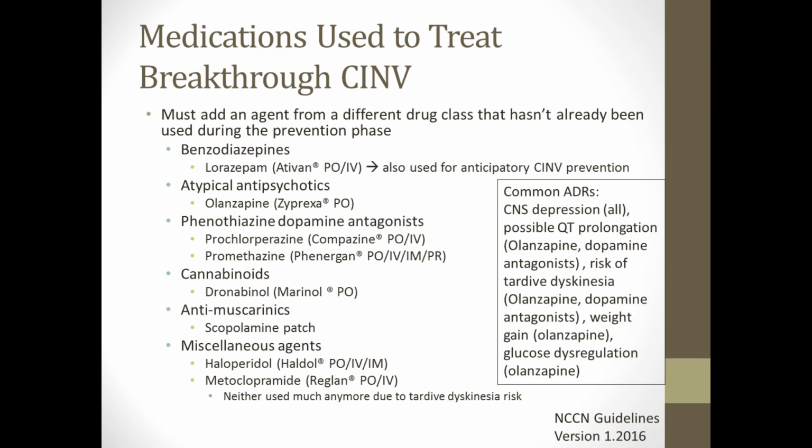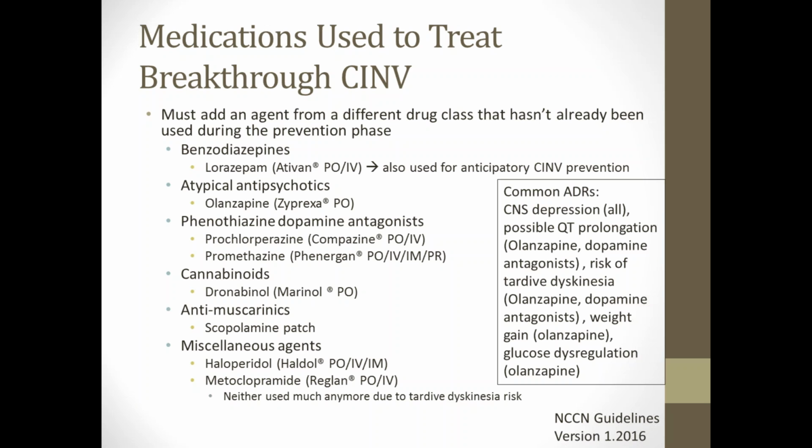And there are various drug classes listed here. Benzodiazepines, the common example is lorazepam or Ativan, that's available IV, PO, or even IM. This is also used for anticipatory chemotherapy-induced nausea and vomiting prevention. If you remember earlier, anticipatory nausea and vomiting is when a patient knows they're coming for chemotherapy and just the feeling of being in the clinic or seeing IV bags or getting stuck with a needle just makes them nauseous.